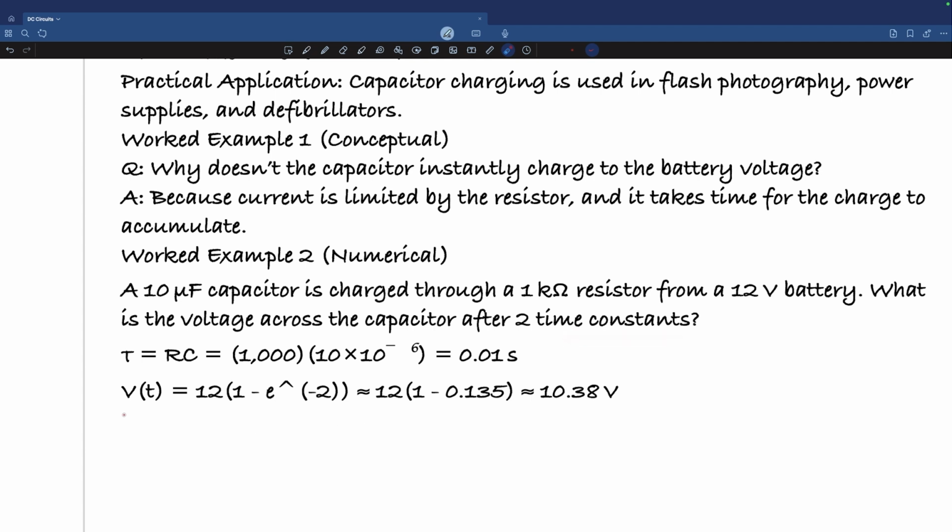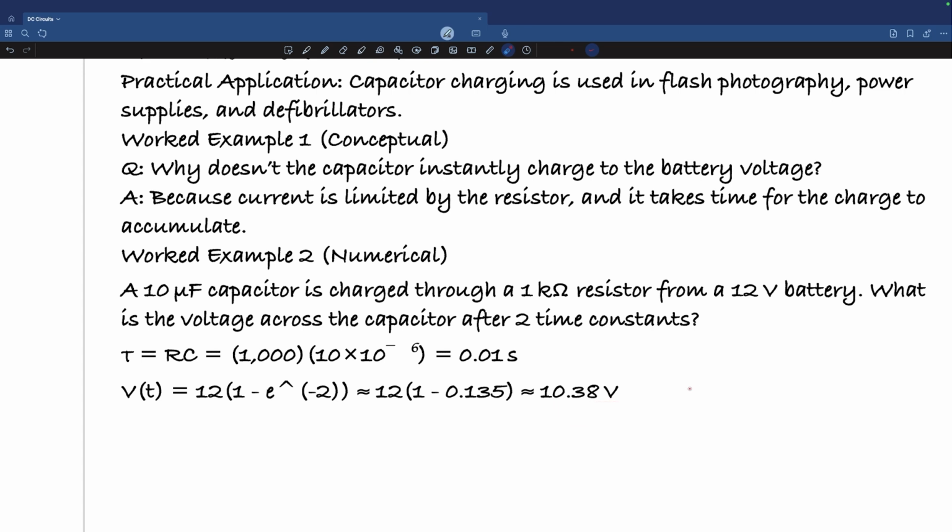So let's plug it into the voltage formula. Voltage at any time t is the maximum voltage, which is that of the battery, 12, into 1 minus e raised to minus t by RC. Why? Because you're going to get t by RC, isn't it? And because we said this should be 2 time constants, you're going to get 2 over 1, that's 2. And when you do the math, you get 10.38 volt.